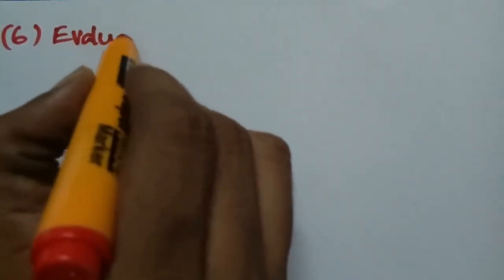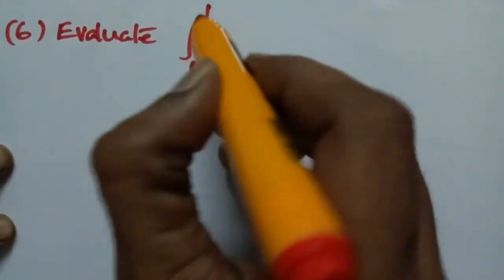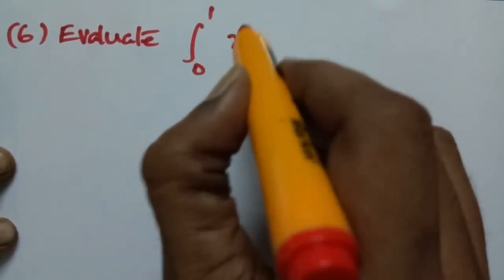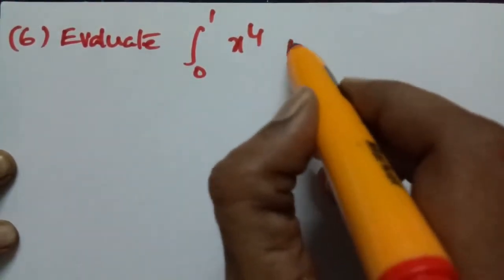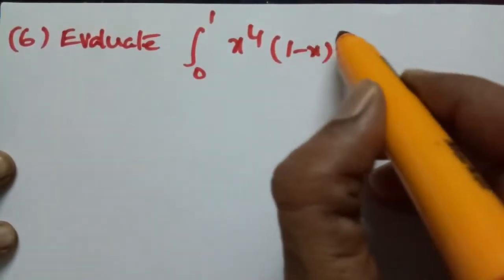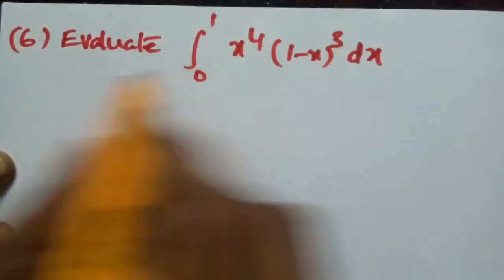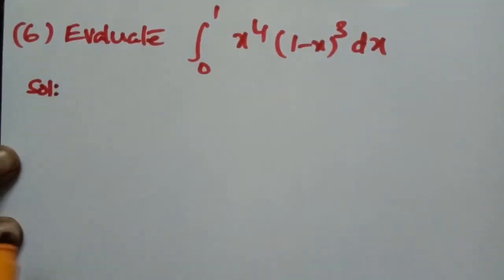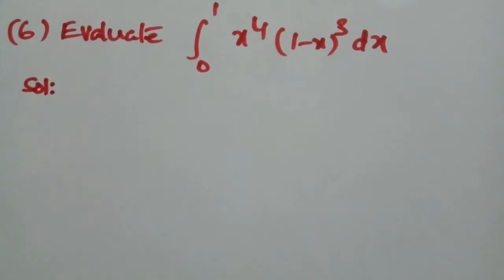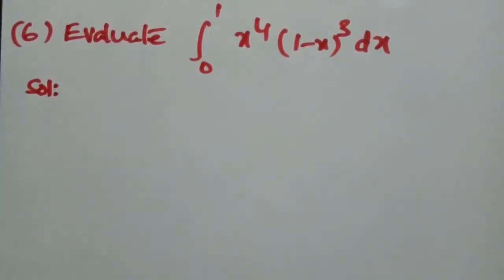Problem number 6. Evaluate the integral from 0 to 1 of x to the power of 4 into (1 minus x) whole cube dx. Now, solution. Write down the given integral.